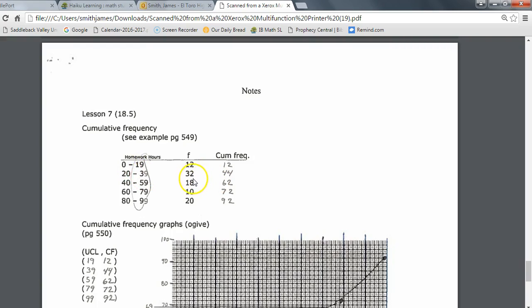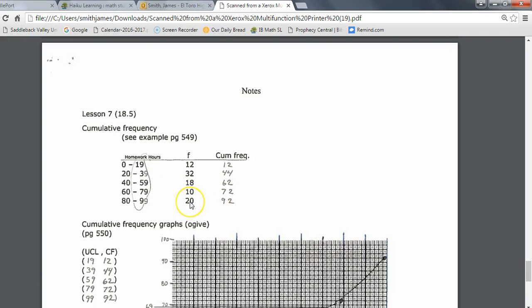And then as you go up into the next row, now we're up into the third class, and again we take the 44 that we already had, we add this 18 onto it, and now we have a total of 62. So again, if we're interpreting the numbers that you see here, these 62 people represent everyone who did homework from 0 all the way up to 59 hours of homework. So now when we jump into the next class, we've got another 10 people that we're going to add on. And so now we're up to a total of 72. So again, these 72 people represent everyone who claimed they did homework between 0 and 79 hours.